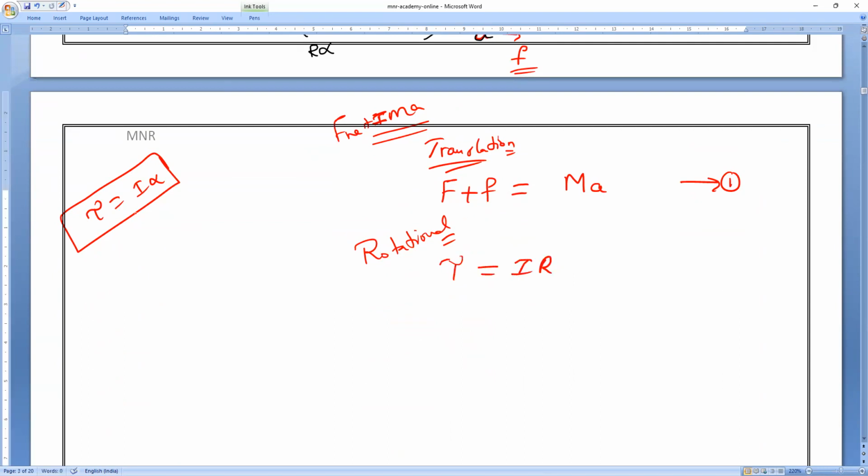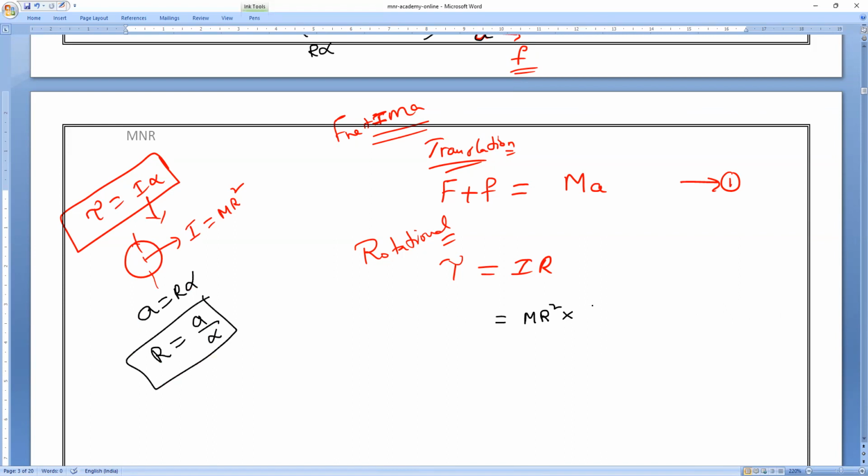So let us find the I value. Can you tell me what is the I value of a ring passing through the center of mass? I value of a ring is equal to what? Everybody? MR square. So that is what I can write. MR square into R, and we all know that A is equal to R alpha. So from that R is equal to what? A by alpha. So replace that also, A by alpha. Is it okay, brothers? But here torque, we have to find it.